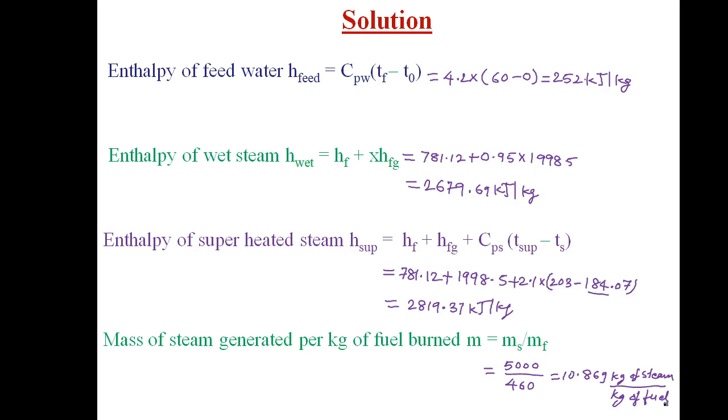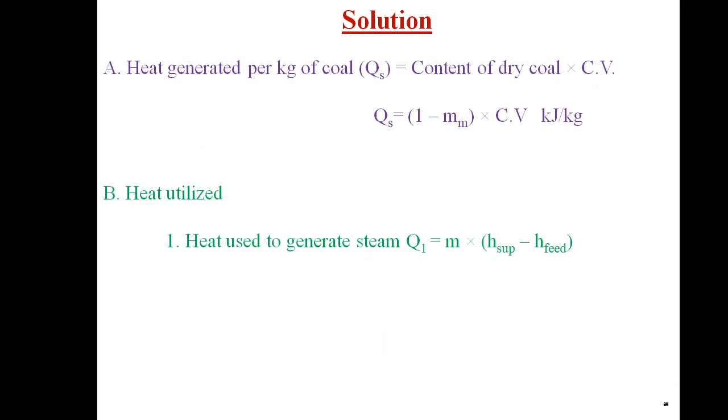So this is nothing but mass of steam produced per kg of fuel. Now we will move to the heat balance sheet. So amount of heat generated per kg of coal. So 1 kg of coal, if we burn, how much amount of heat energy is liberated? Content of dry coal into calorific value.